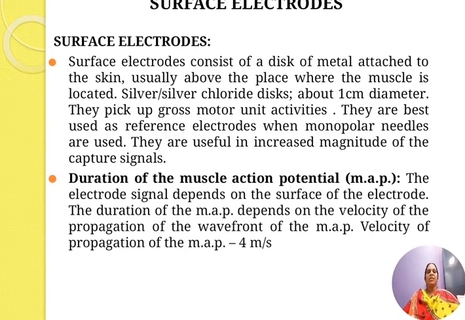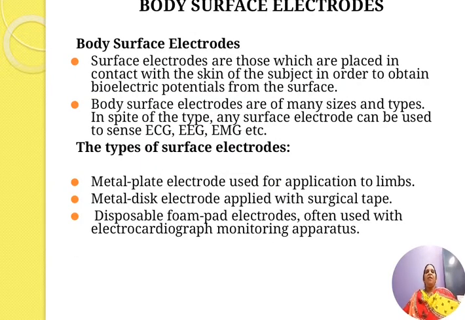4 meters per second. Then we have body surface electrodes. Surface electrodes are classified as different types. Body surface electrodes are those which are placed in contact with the skin of the subject, of the person, or of the patient, in order to obtain bioelectric potentials from the surface.